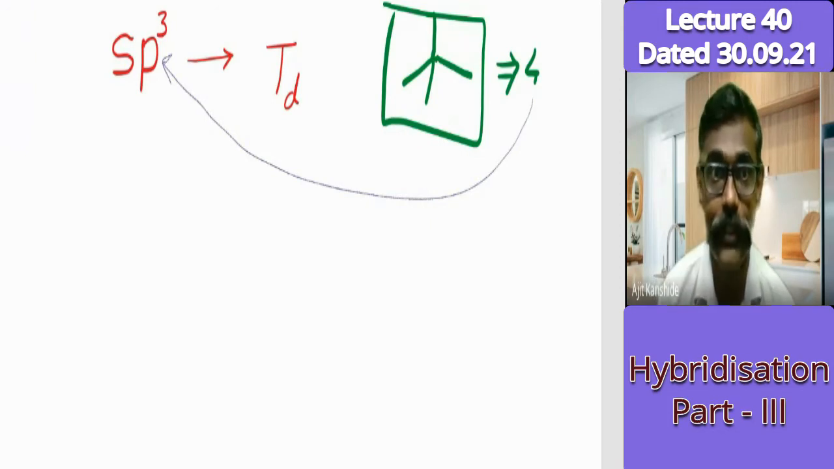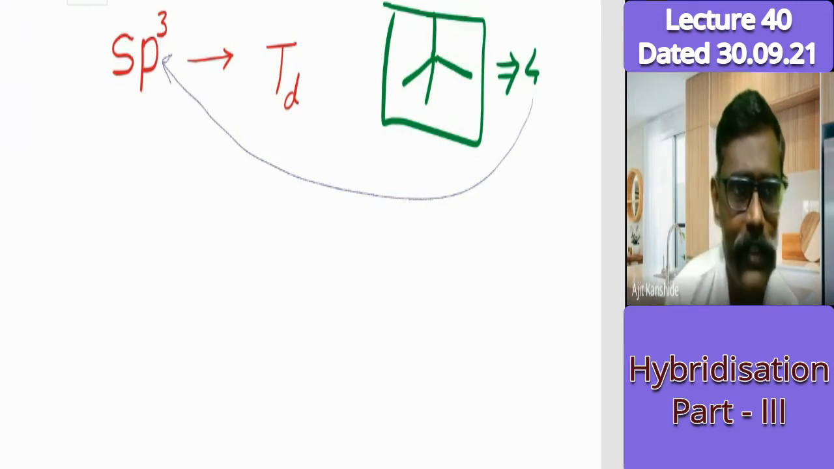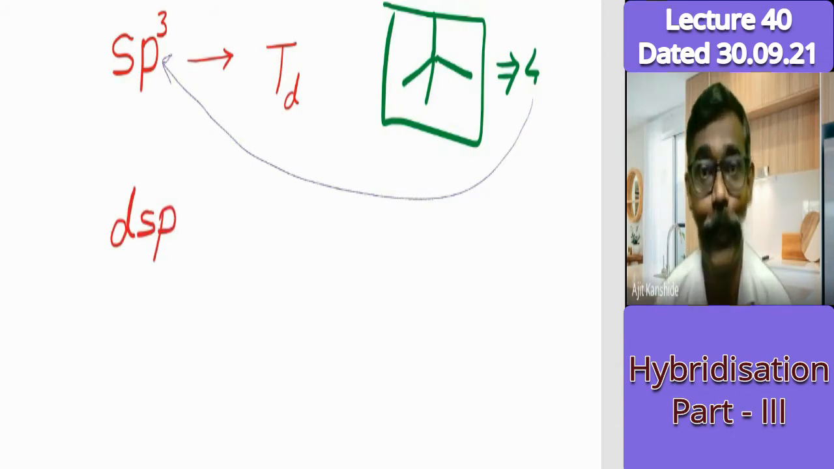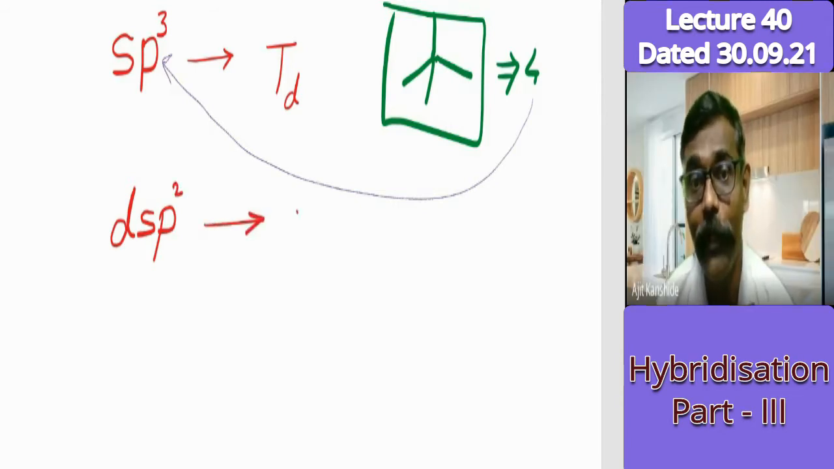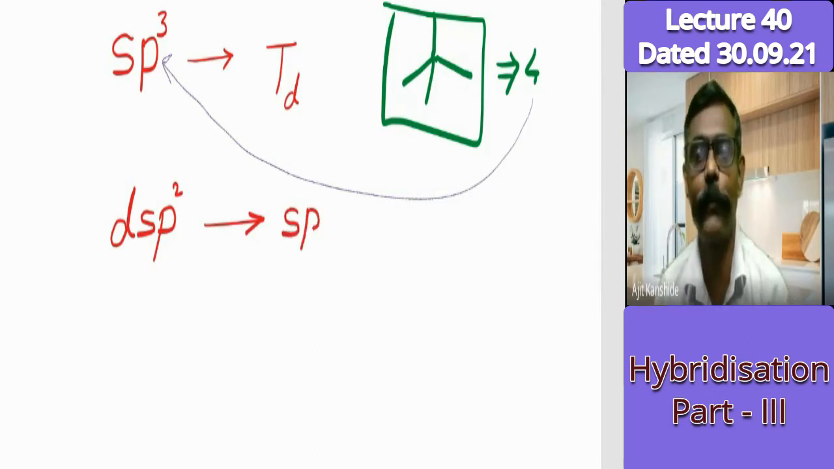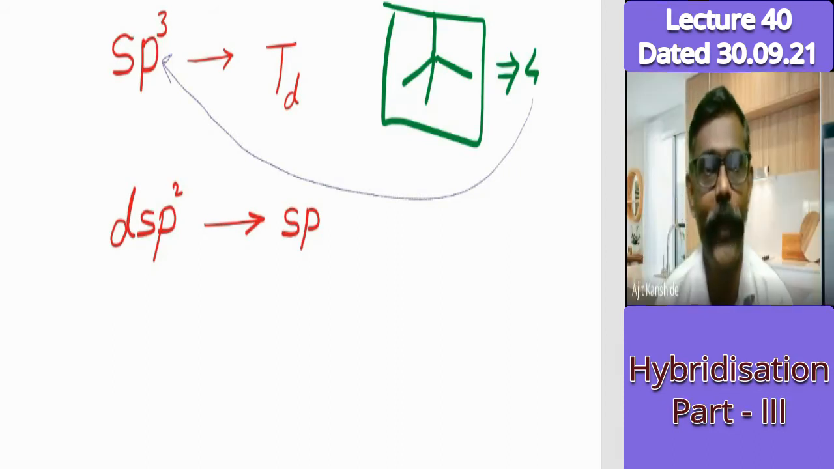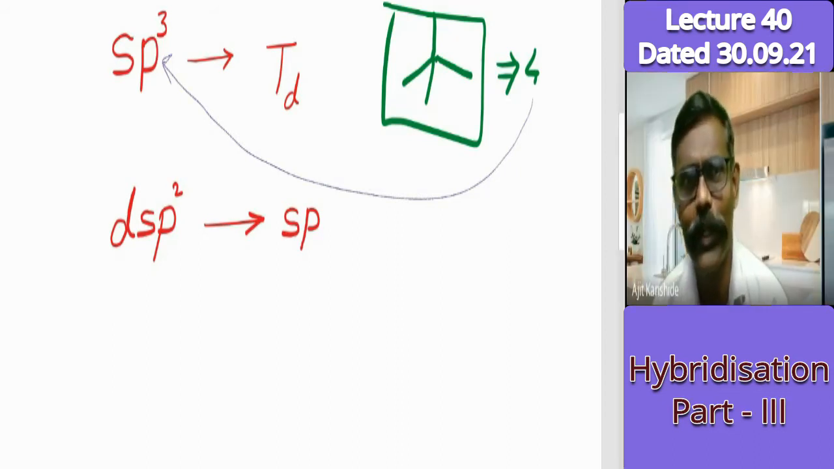Other than this sp3, can anybody answer which hybridization is possible for 4 bonds? Yes, 50% of the answer I had given. You have to complete this answer. 4 bonds. dsp2. Brilliant answer. dsp2. And the geometry for that will be, yes, anybody can attempt. I had given the abbreviation for that. Describe that. Square planar. Right. It is square planar. So 4 bonds, how can we arrange?